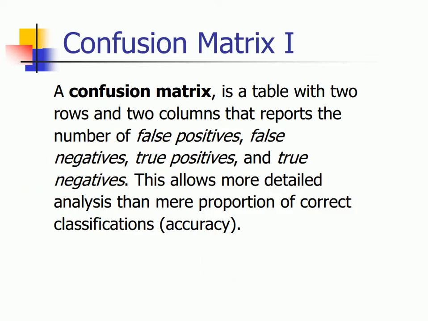So basically a confusion matrix is a table with two rows and two columns. This is specifically for a binary classification task and it reports the number of false positives, false negatives, true positives and true negatives. This allows more detailed analysis than mere proportion of the correct classifications or an accuracy score.